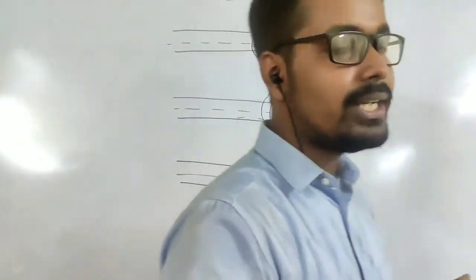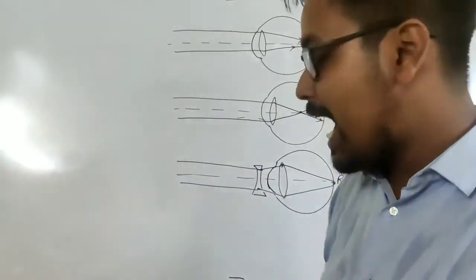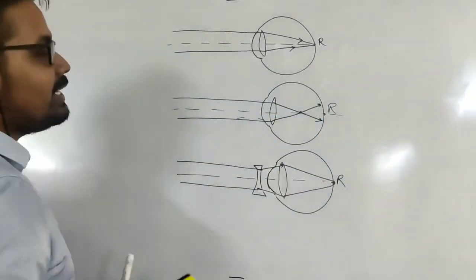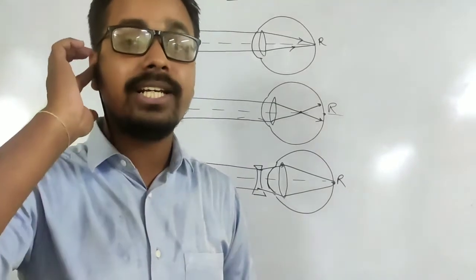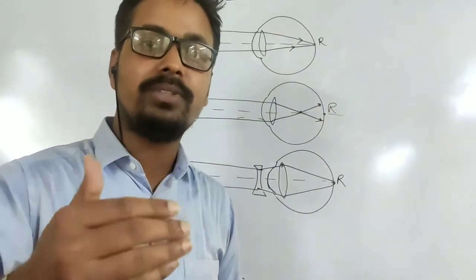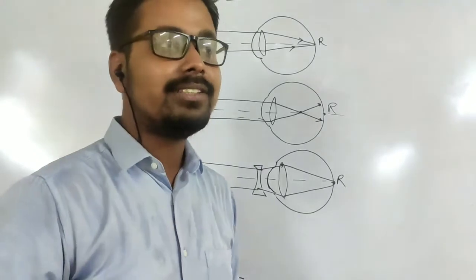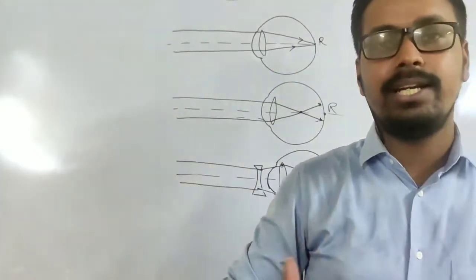Now let's move on to the next defect of the eye, that is hypermetropia. Hypermetropia is exactly the opposite of myopia. In hypermetropia, you cannot see objects that are closer to you, but you can see objects that are far away from you. You will see some people using reading glasses while reading a newspaper.